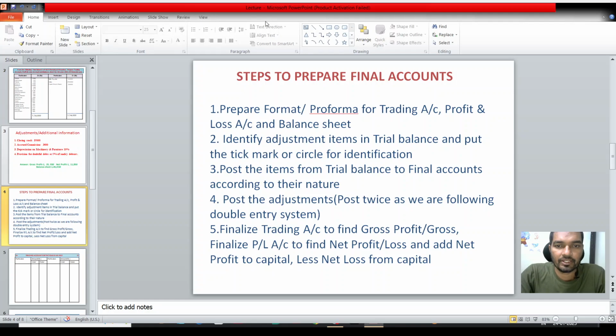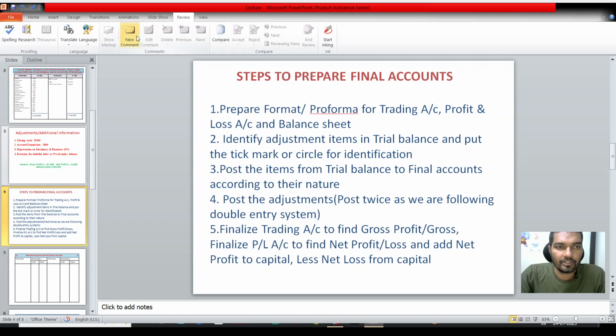So first step is we have to prepare the format or pro forma for trading account, profit and loss account and balance sheet, commonly called as final accounts. The second step, we need to identify the adjustment items in the trial balance and put the tick mark or circle for identification purpose. The third step is post the items from trial balance to final accounts according to their nature.